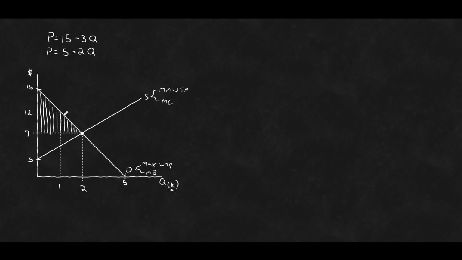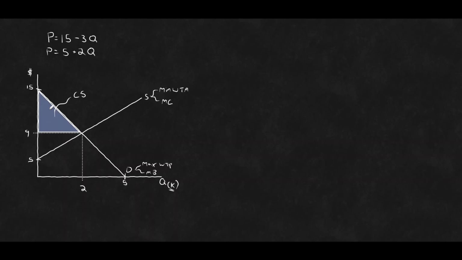We can find this area. Let's maybe just draw this a little bit differently. Let's see if I can do this here. There we go. We would get the area of this triangle as our total consumer surplus. That is, again, the difference between what they were willing to pay and had to pay up to the quantity exchanged. Because they were willing to pay more than they have to pay, they're getting surplus, they're getting benefit.